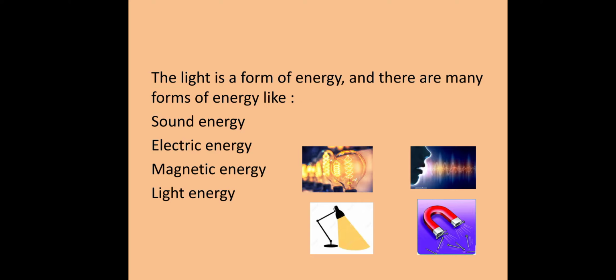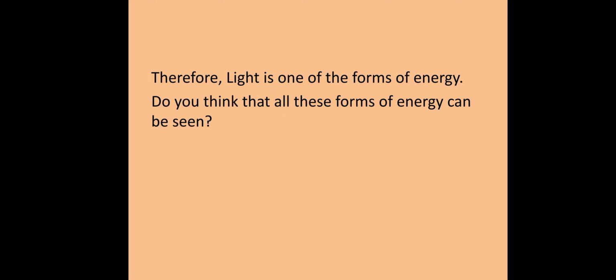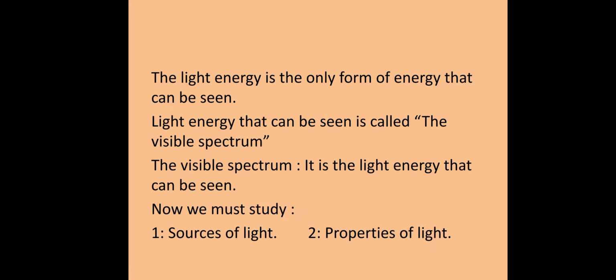Now, let's start with the first point in this lesson, which is the visible spectrum. The light is a form of energy, and there are many forms of energy, like sound energy, electric energy, magnetic energy, and light energy. Therefore, light is one of the forms of energy. Do you think that all these forms of energy can be seen? The light energy is the only form of energy that can be seen.